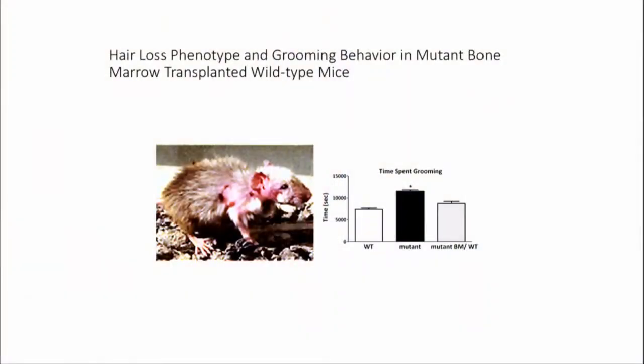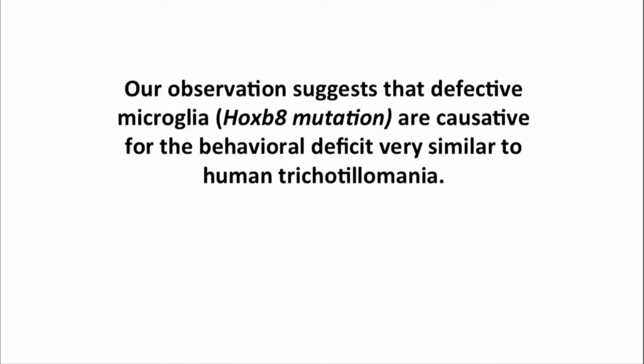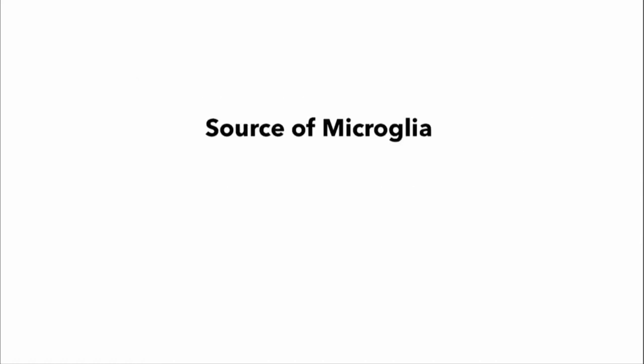So again, indicating that these cells are likely to be causative for that behavior. And we can do the opposite, that is, we can put mutant bone marrow into a normal mouse and give it the pathology. So this, to us, suggests that indeed microglia immune cells are responsible for the behavioral output. And we're continuing that to try to prove that.